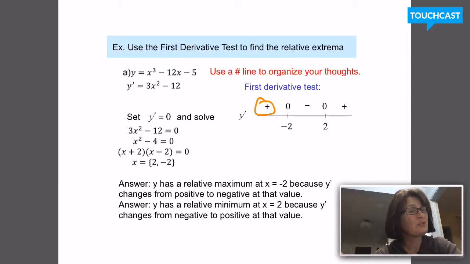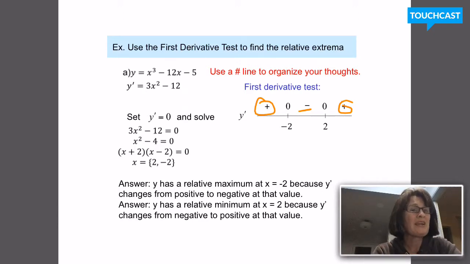If I test a value between negative 2 and positive 2, I get negative results. If I test a value greater than 2, remember I'm checking in the derivative, I'm plugging these values into f prime of x, y prime. I get y prime values that are positive. So what can I conclude about the relative extreme values?